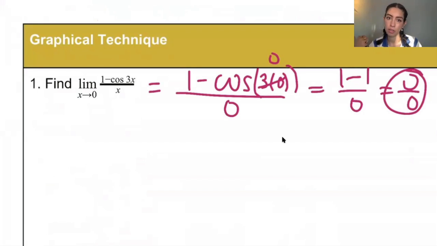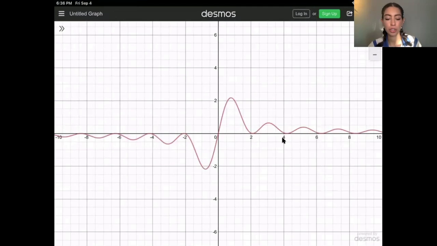Well, we can't factor. We can't rationalize or combine the denominators of fractions, which we don't have there. And we can't think of any trig identities. So sometimes when you really get stuck, you really do just need to take that graphical approach. So this is where you'll take out your graphing calculators, or for now, we can also use Desmos and graph out the function. So this is the function 1 minus cosine 3x divided by x. And what we're looking for is the limit as x approaches 0.